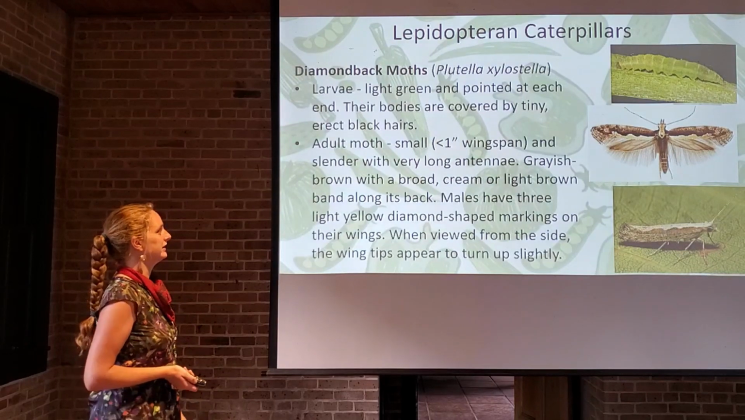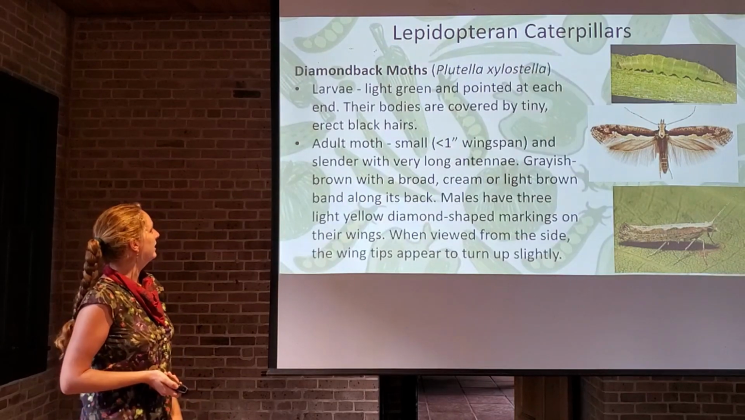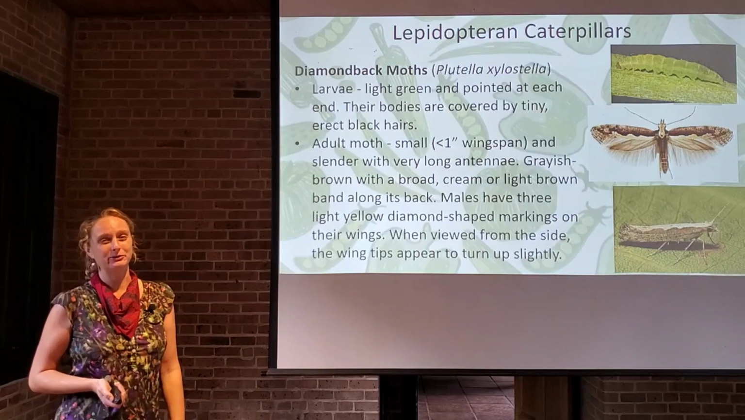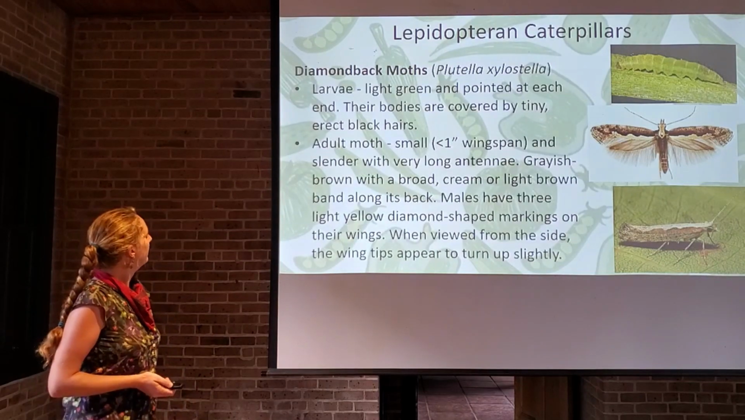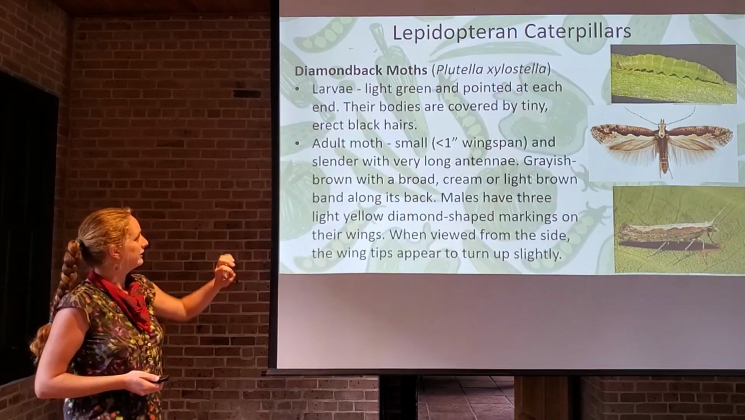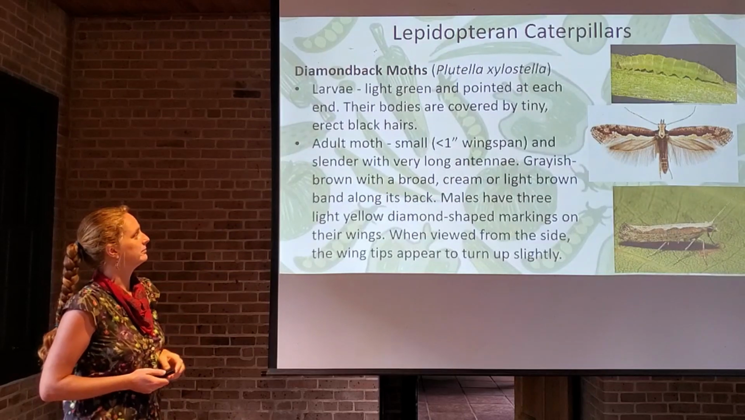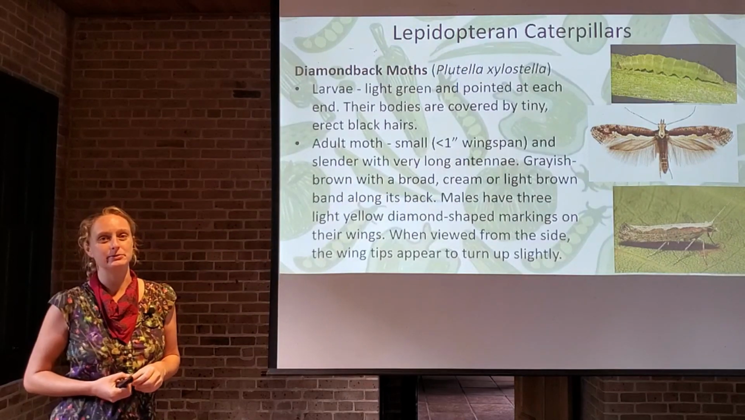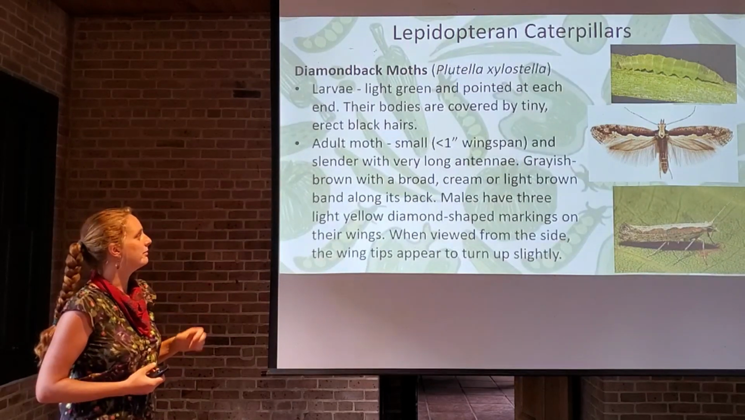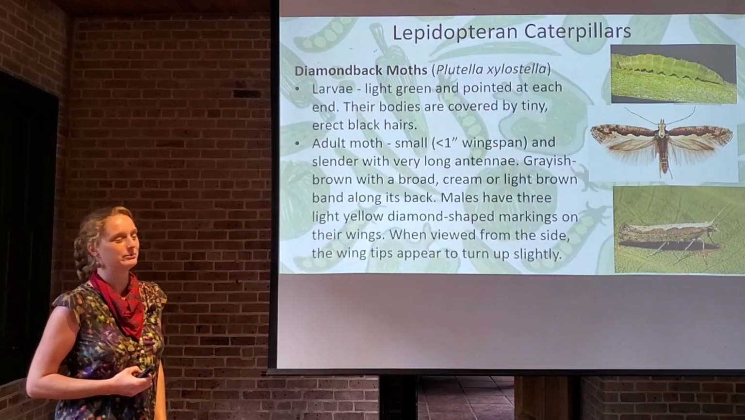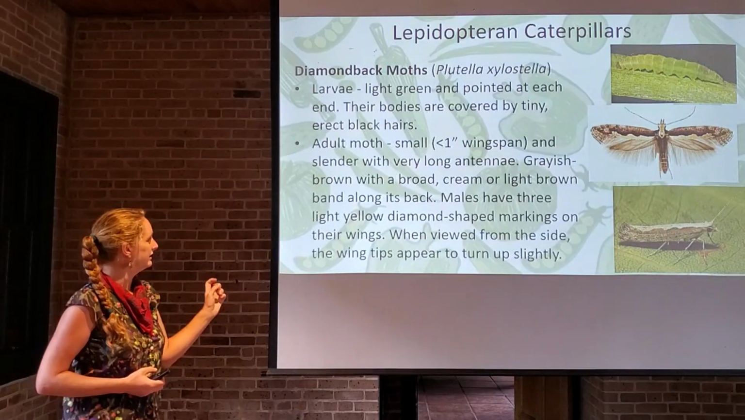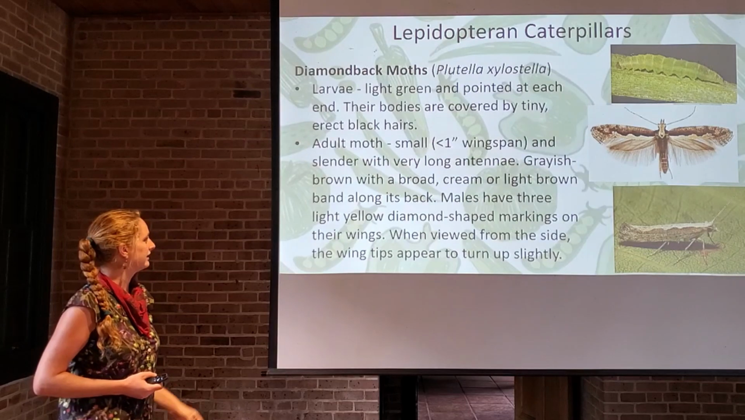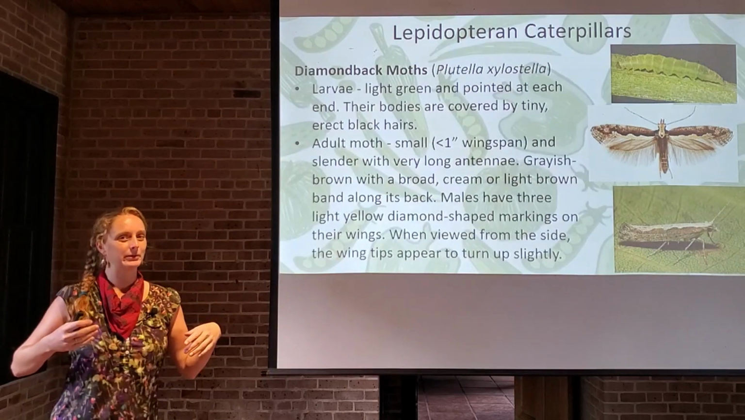Diamondback moths, these are very common in our area, especially in the fall. They start showing up around October in our area. They are kind of a green caterpillar with some pointed black hairs that are very hard to see without a hand lens. The adult moth, again, that's one of our brown moths that we see around about 1 inch, and it's got kind of a translucent underwing to it.